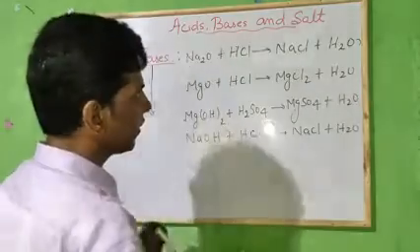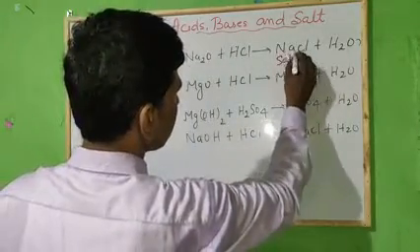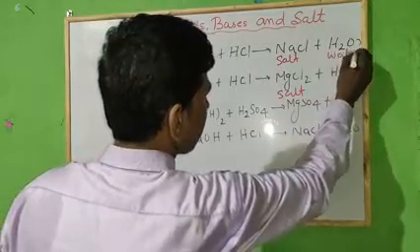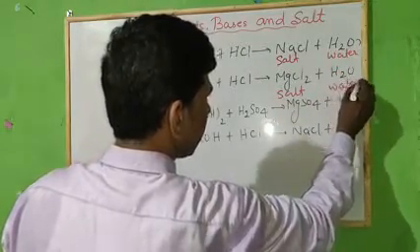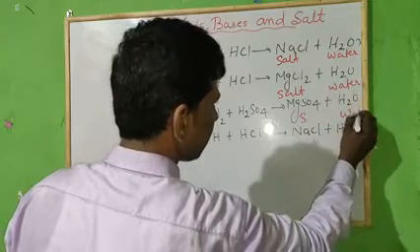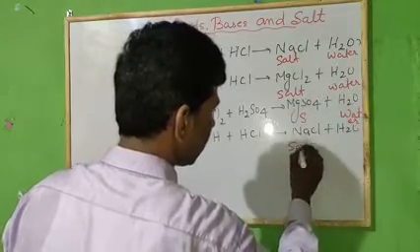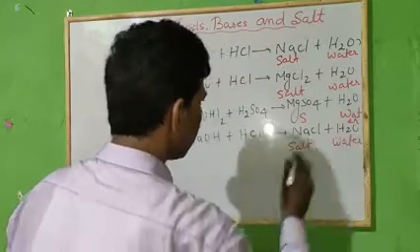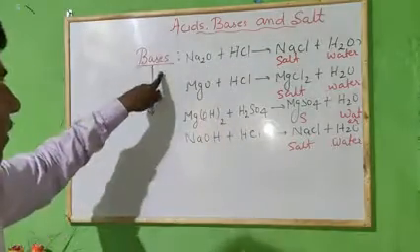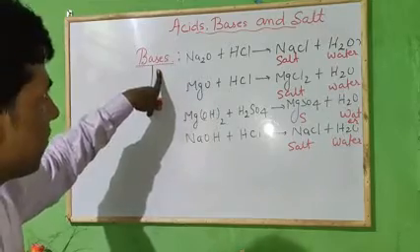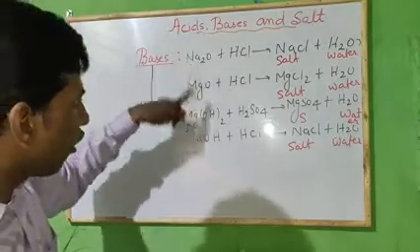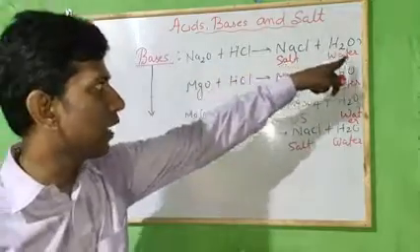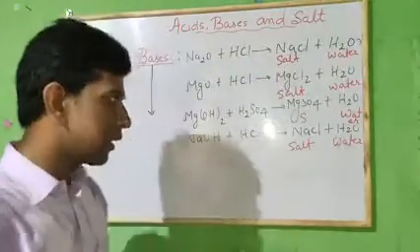Dear children, you can see that this is your salt plus water, here also salt, water, here is salt and water. So bases are chemical substances which are oxides of metal or hydroxides of metal, and when they react with acid they form salt and water only. Clear?